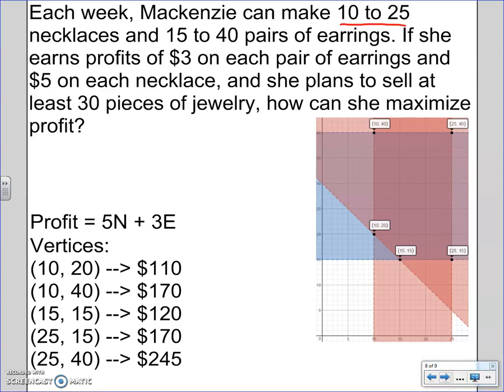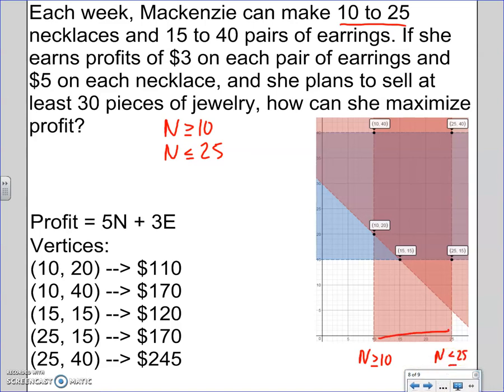So that equation is the necklaces must be greater than or equal to 10, and the necklaces must be less than or equal to 25. So if you notice, right here, this is n is greater than or equal to 10, and this right here is n is less than or equal to 25. That's why we have this middle section shaded right now.